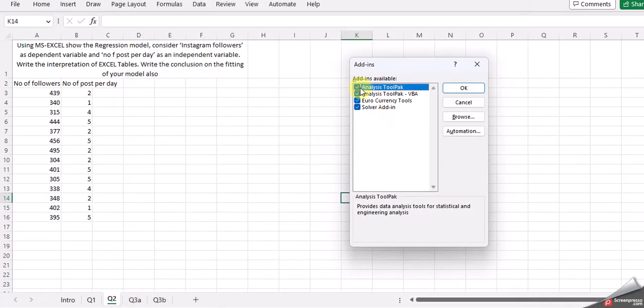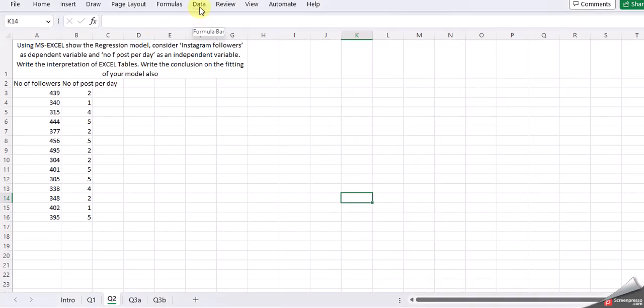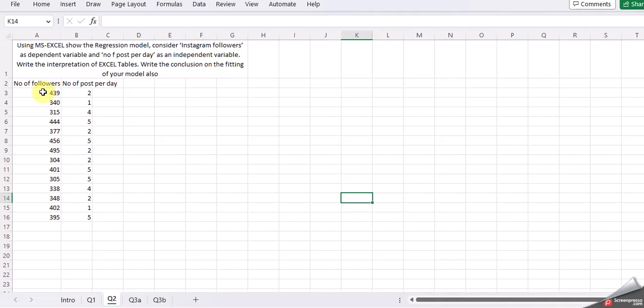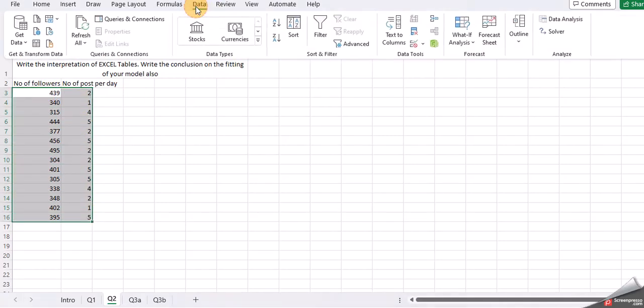So here you have to tick on analysis toolbar. Mine is already ticked. So if it is not ticked, it will be like this. And then once you tick, it will be a blue one. So once you have ticked this, now you can go to data.